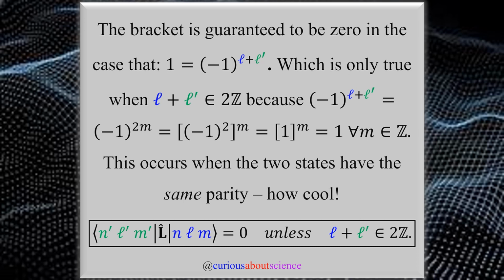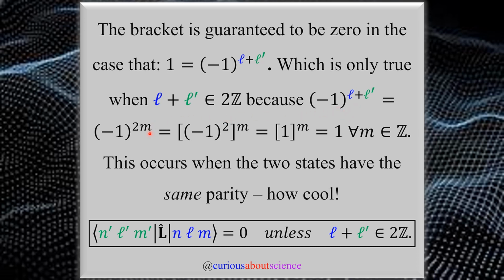So a little more word salad here. We see that the bracket is guaranteed to be 0 in the case that we set that equal to 0 and we push over that -1 to the L plus L prime power here. But this statement itself is only true when L plus L prime is a factor of 2, i.e. an even number. Okay? This can only be true in the evens.